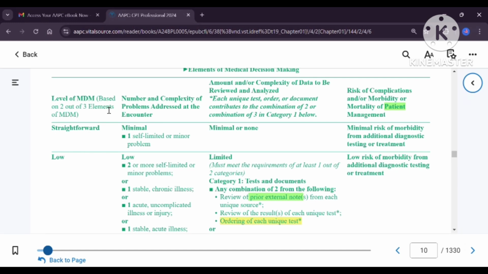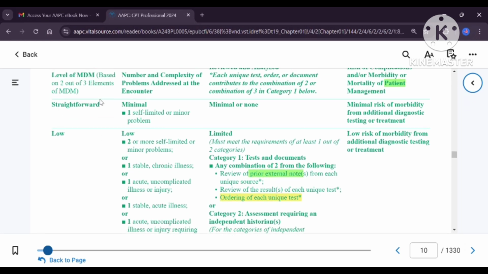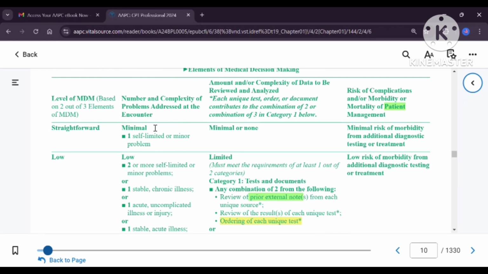So now with the help of this table, we will learn more about the MDM. In straightforward, what are the number and complexity of problems addressed at the encounter? If the patient has got one self-limited or minor problem, it can be considered as a straightforward MDM. In a self-limited or minor problem, the amount and complexity of data reviewed and analyzed will be nothing actually.